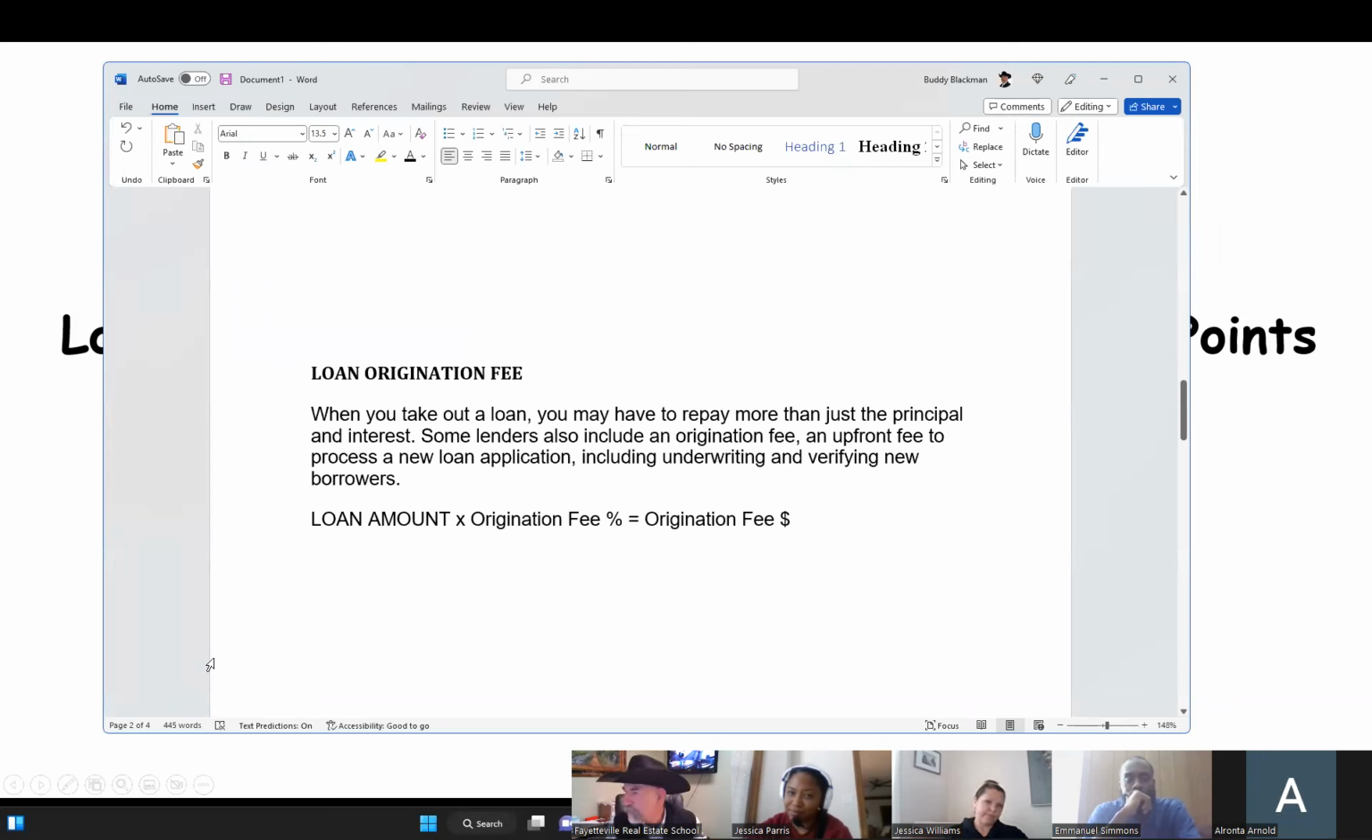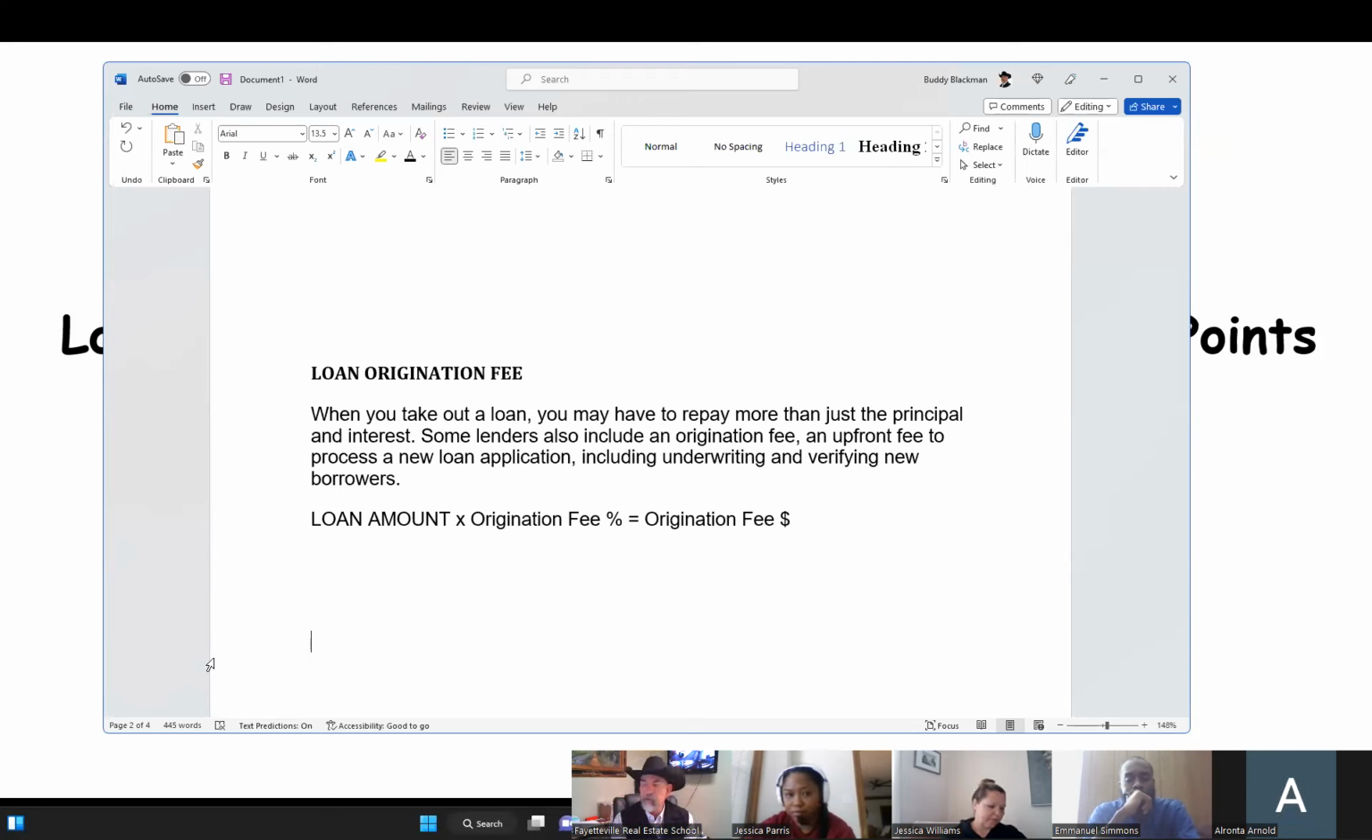And this is the first one, loan origination fee. When you take out a loan, you may have to repay more than just the principal and interest. Some lenders also include an origination fee. The lender is charging you this fee to write up the loan for you. It's an upfront fee to process a new loan application, including underwriting and verifying new borrowers. And this is the formula.